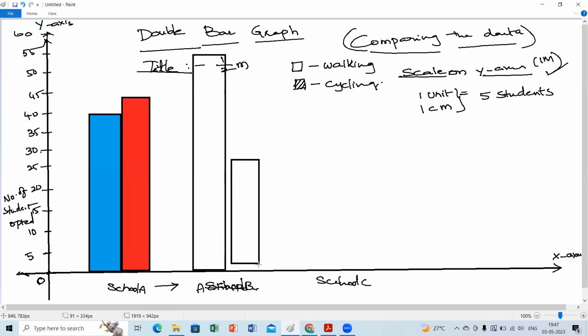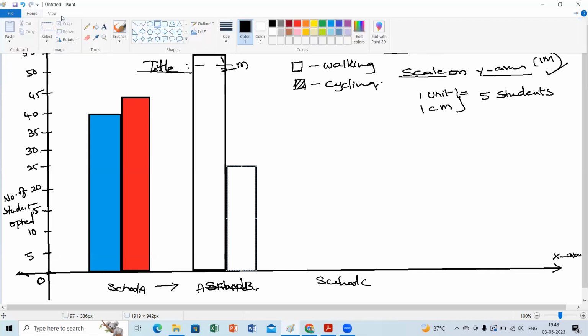It should be connected. Both should be connected, children. Yes. 25. And school C says 35 walking. 35 and 35. So in the same way you can mention the colors also, children. For cycling and walking, we are taking blue color. Yes, even you can take blue.